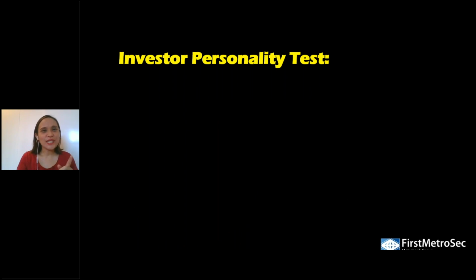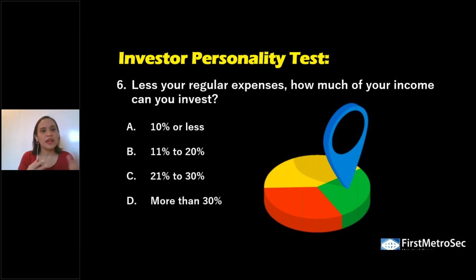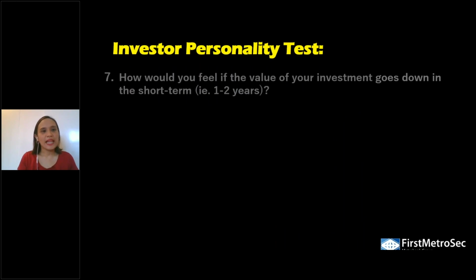Okay, question number 6. Less your regular expenses, how much of your money now can you invest? Okay, so this measures the size of your investment. Less your expenses po, yung mga ginagastos nyo on a monthly basis. How much kung pwede nyong invest? A, less than 10%, B, 11 to 20%, C, 21 to 30%, or D, more than 30%. So meaning you have more than enough money at pwede mong i-invest yung more than 30%. Okay, A, B, C, or D? Okay, last question.